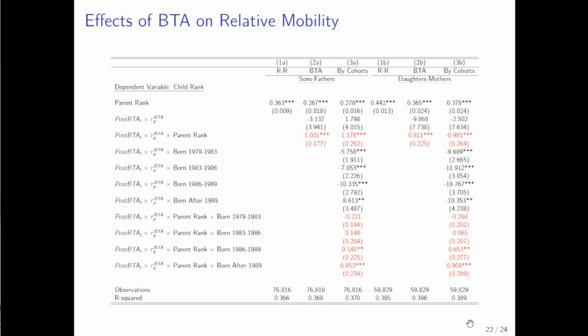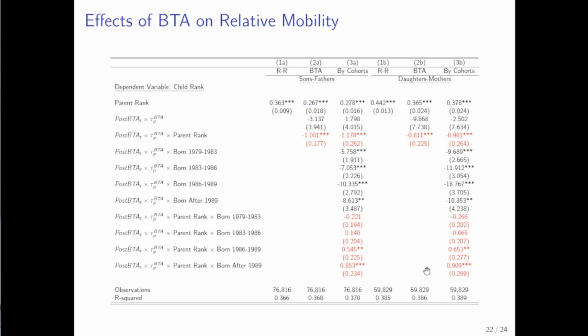I'm going to quickly move to this. You can see from the first regression that there is some mobility, but there is also some degree of lack of mobility. You look at the triple interaction term in the second column, and it shows you that this mobility actually goes down because the BTA is increasing the slope. Remember, negative means positive impact of the BTA. So it increases the slope of this rank coefficient, and that means the BTA is reducing relative mobility.